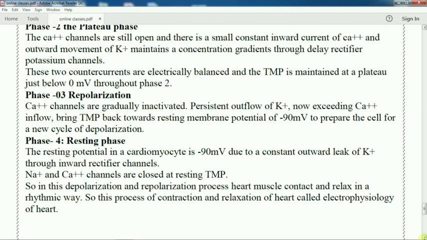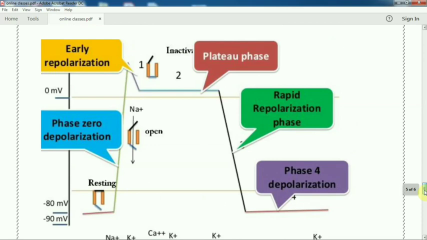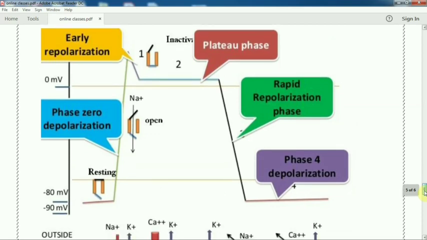In this depolarization and repolarization process, the heart muscle contracts and relaxes in a rhythmic way. This process of contraction and relaxation of the heart is called the electrophysiology of the heart. So this is all about the electrophysiology of the heart. A quick recap: it is a 5-phase process, phase 0, phase 1, phase 2, phase 3 and phase 4.